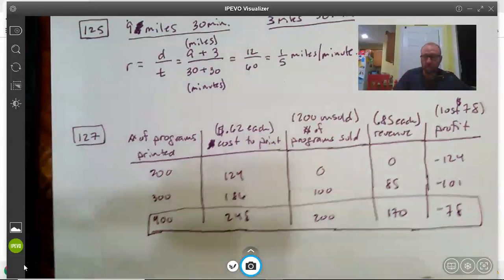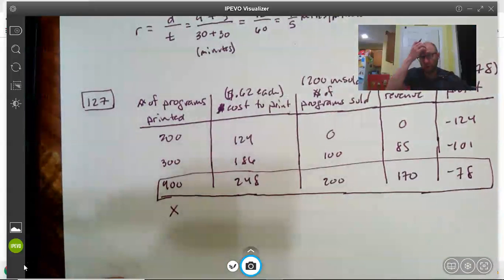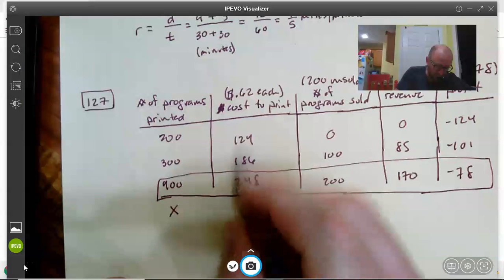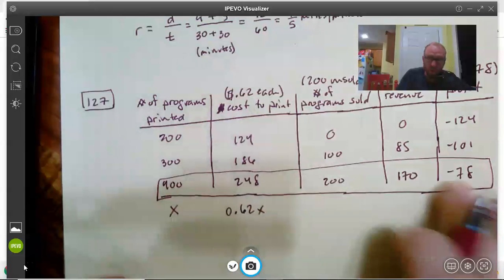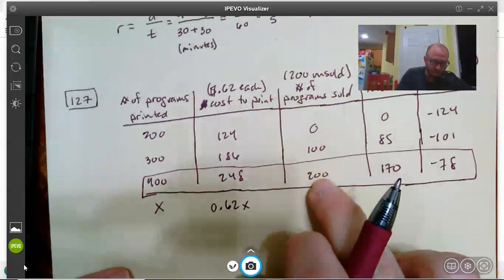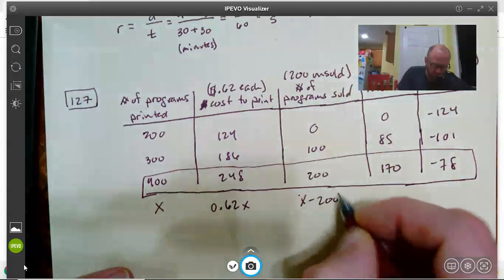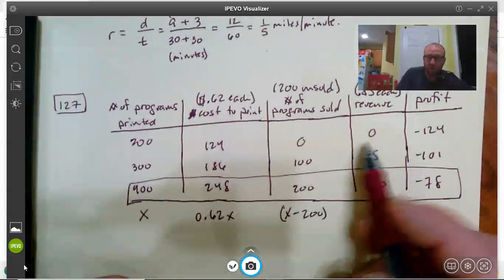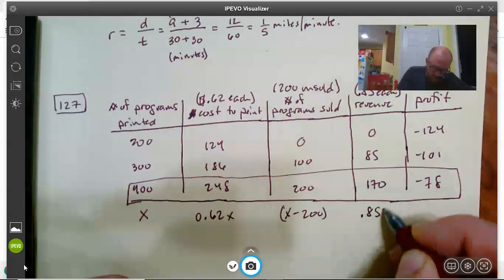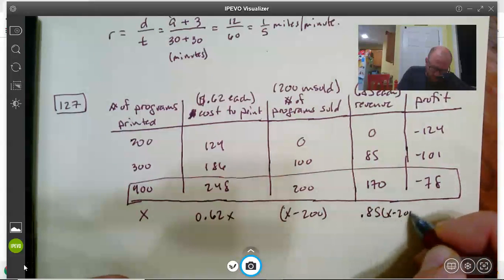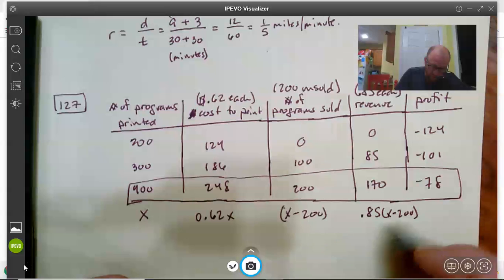Now, how to set this up as an equation? Well, if I want to call the number of programs x, then all we did was multiply the number of programs by 0.62, so 0.62x. The number of programs he did sell was x take away the 200, so x minus 200. And the revenue from those is just this column times 0.85, so 0.85(x minus 200).